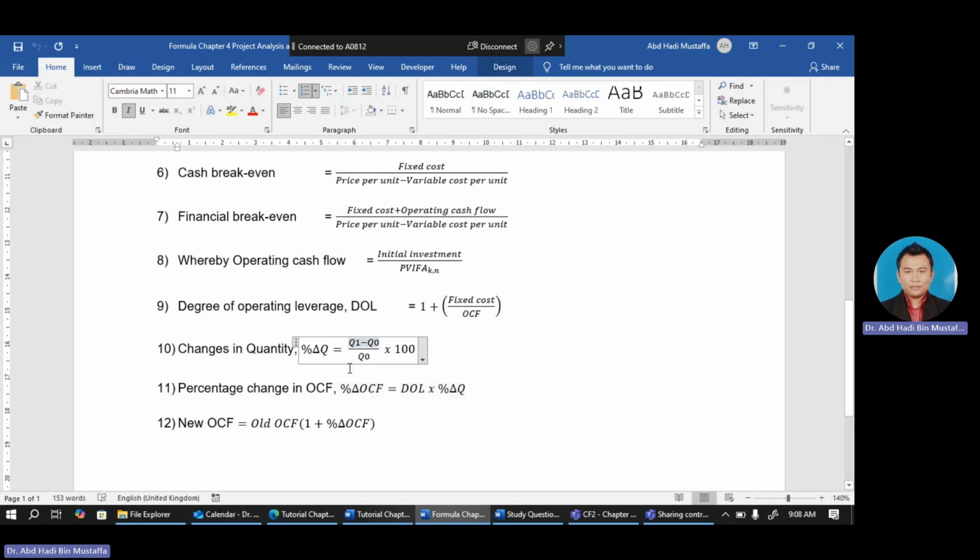Since the percentage of quantity is changed, definitely OCF, that means operating cash flow, is changed as well, whereby the old DOL multiplied by the percentage change in quantity equals the percentage change in OCF. Therefore, the new OCF will be old OCF multiplied by 1 plus the percentage change in OCF.